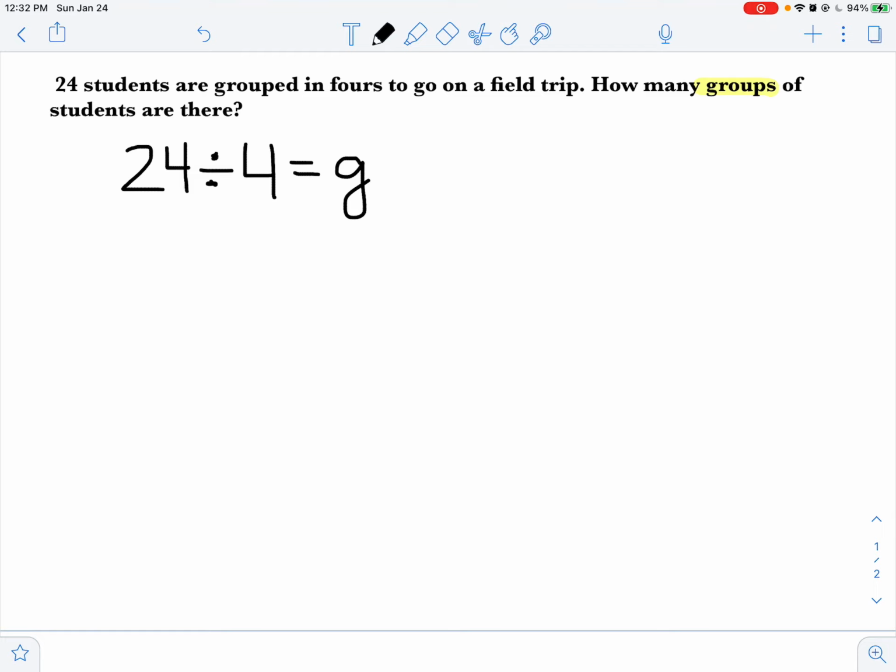What's cool about this is you can use any letter you want. There are a couple of letters I would stay away from, though. I wouldn't use the letter X because you might confuse it with the multiplication sign. I would not use the letter O. Think about why.